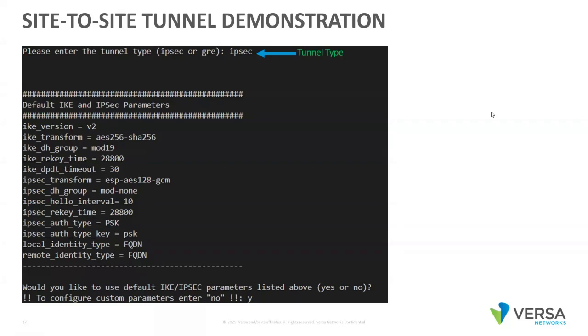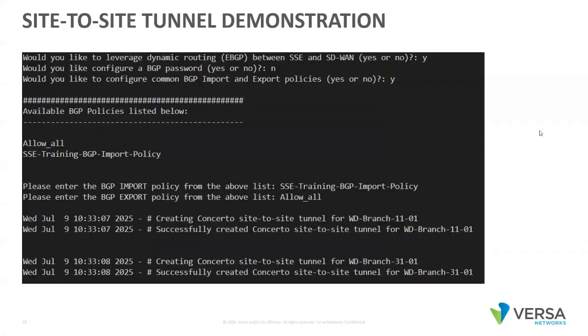The list of IKE and IPsec parameters are listed, and the user is asked if the default or custom parameters should be used. Please note these default parameters are for demonstration purposes and can be changed in the script itself or adjusted by choosing to create custom parameters while running the script. In this case, we will use the default parameters. The user is then asked if dynamic routing will be used. In our case, we are using dynamic routing without a BGP password.